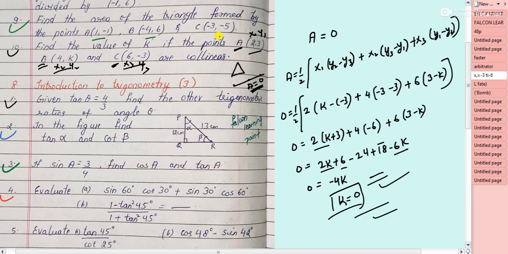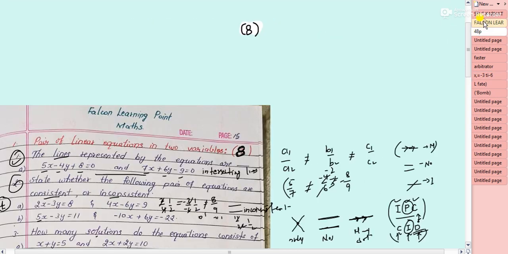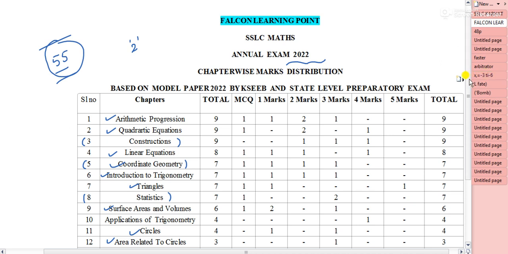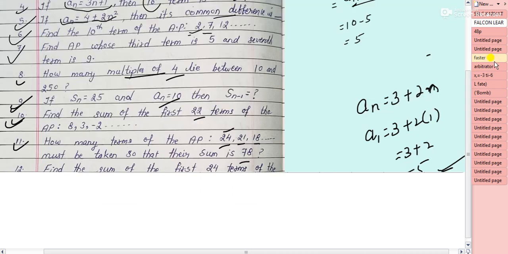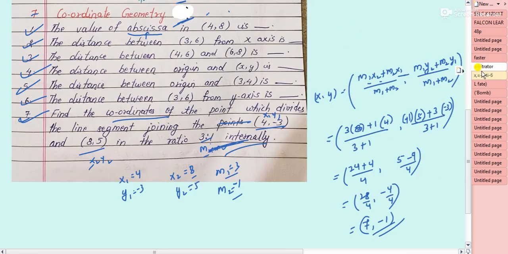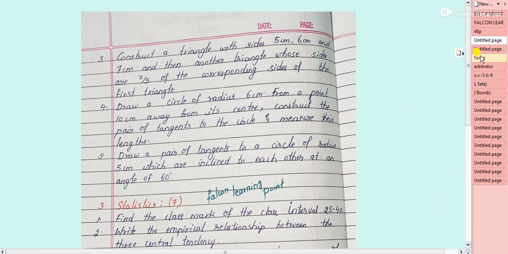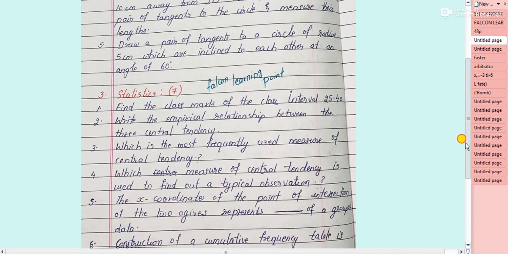So moving to the next chapter, I will move to statistics. Okay, so even coordinate geometry is done. Now statistics, and at last we'll solve construction problems. Got it? So let us start with statistics.